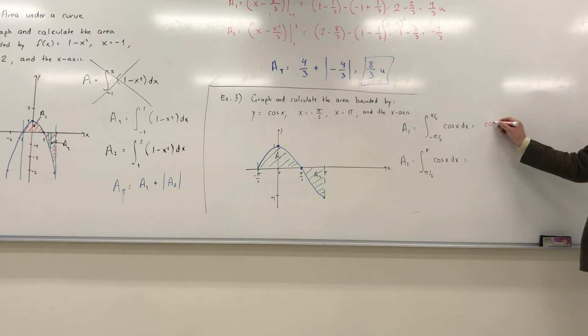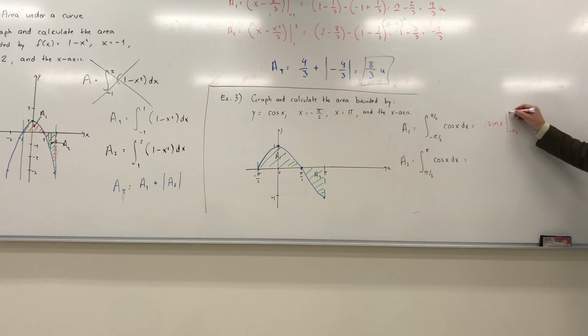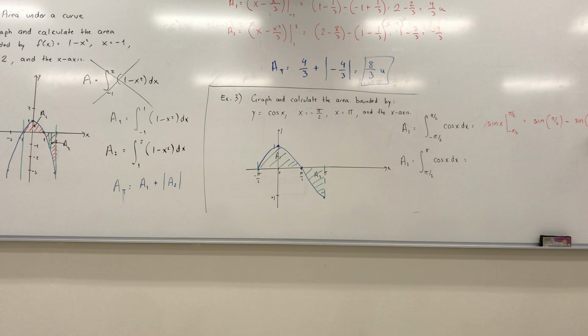So, sine from minus pi over 2 to pi over 2. So it's sine of pi over 2 minus sine of minus pi over 2. Sine of pi over 2 is what? 1. Minus sine of minus pi over 2 is what? Minus 1. So the answer is 2. If the answer is 0, it's not logical, right? So be careful with that. You may use a calculator if you want to, but be careful. It has to be in radians.